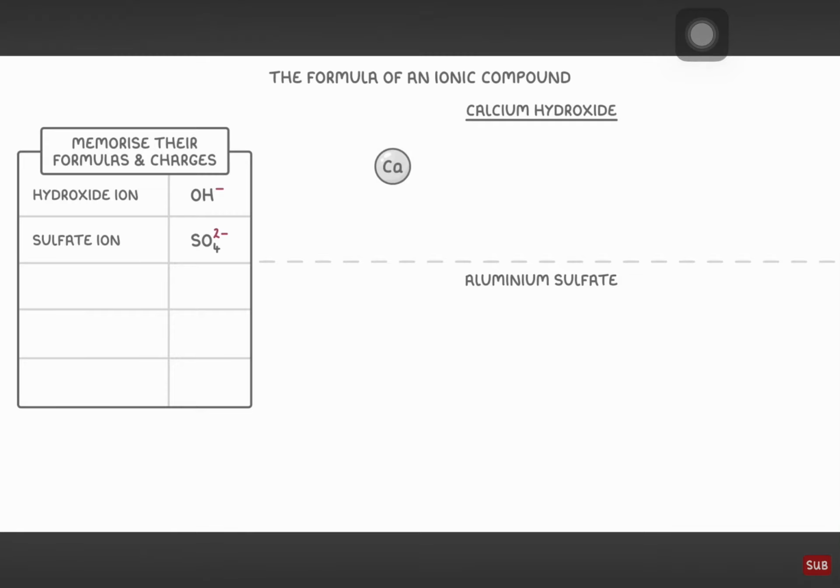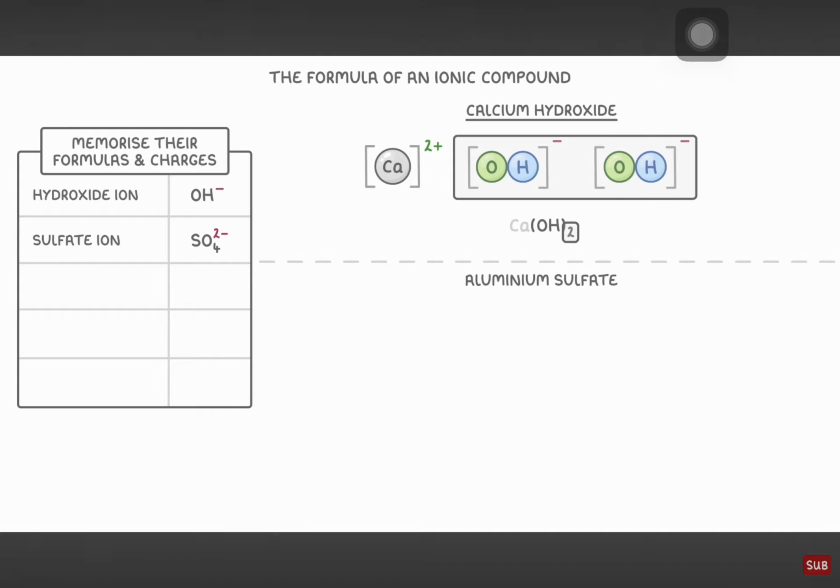Calcium is in group 2, so we'll have a 2+ charge. And we just said that hydroxide has a 1- charge. So for each calcium, we're going to need 2 hydroxide ions, giving us the formula Ca(OH)2. And notice that we put a bracket around the entire hydroxide ion. This is so that the little 2 in the bottom right tells us that we want 2 entire hydroxide ions, not just 2 hydrogens.